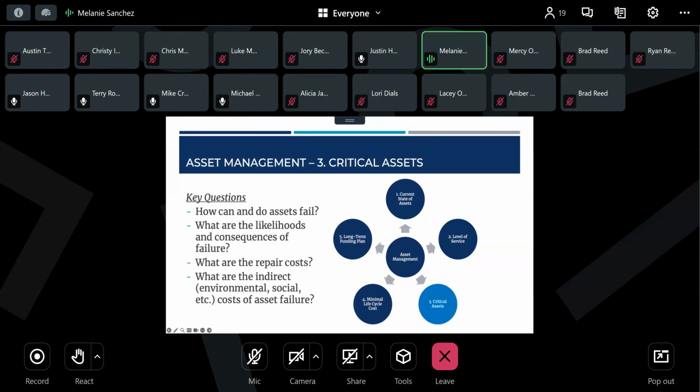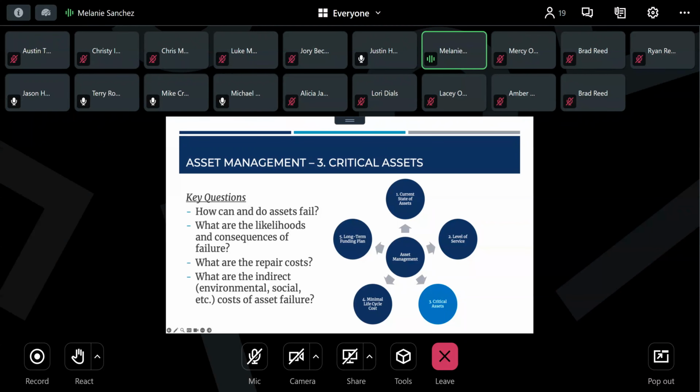Again, critical assets are those that we identify as having a very high risk of failure, maybe due to age or poor condition, and major consequences if they do fail. The consequences can include significant expenses, system failures, safety concerns, and other things. And we can decide how critical each asset is and rank them accordingly.